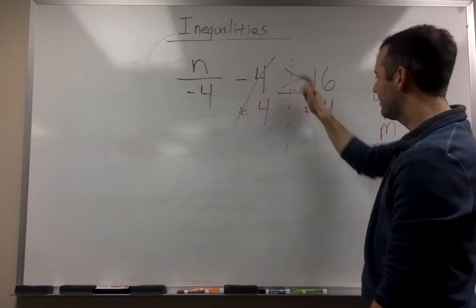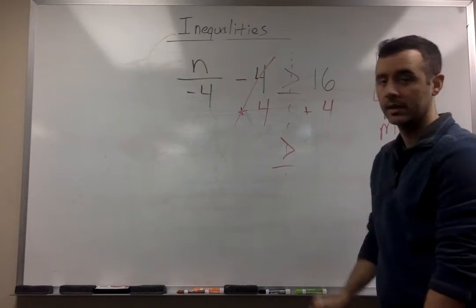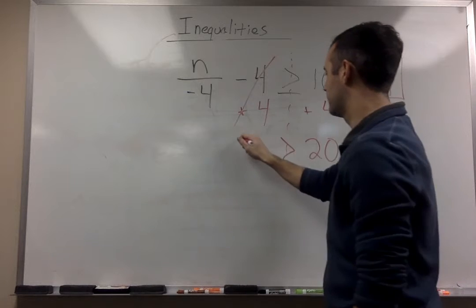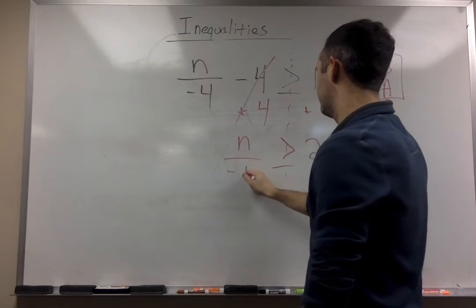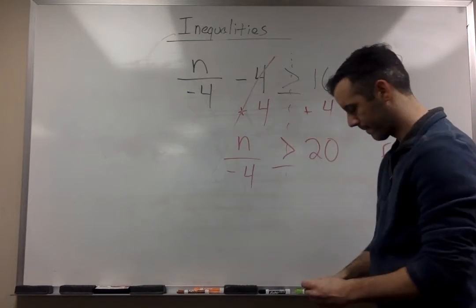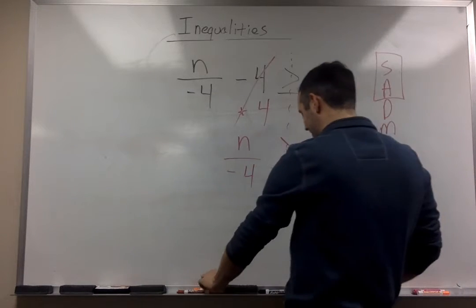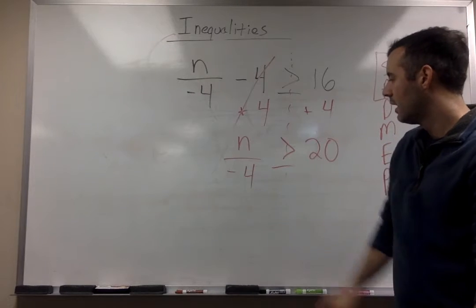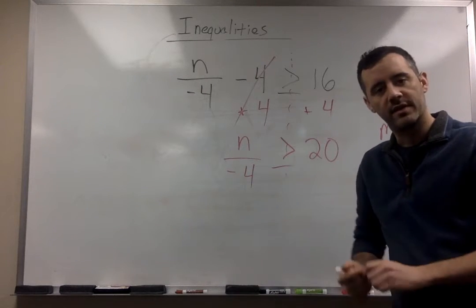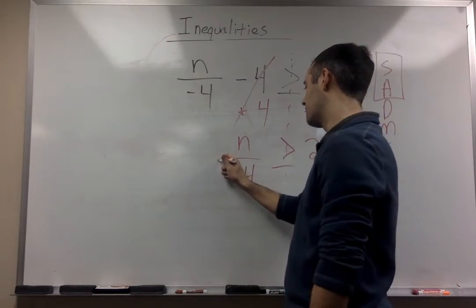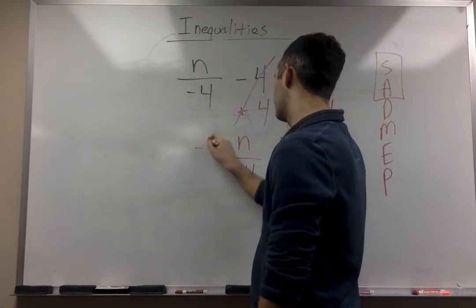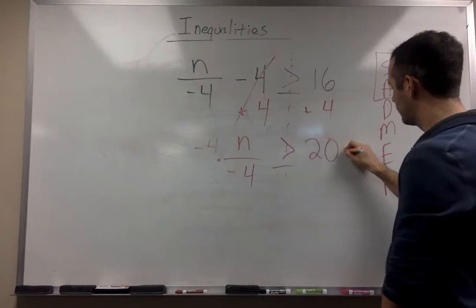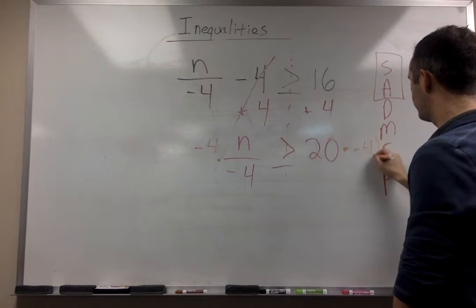Adding 4 to both sides doesn't change my inequality sign. 16 plus 4 is 20. This one canceled, leaving me with n over -4, right? Now for my next step, I have division, right? And so in order to get rid of this -4 that's on the bottom, I have to multiply by a -4 on the top. If I multiply by -4 on this side, I've got to multiply by -4 on this side, right?